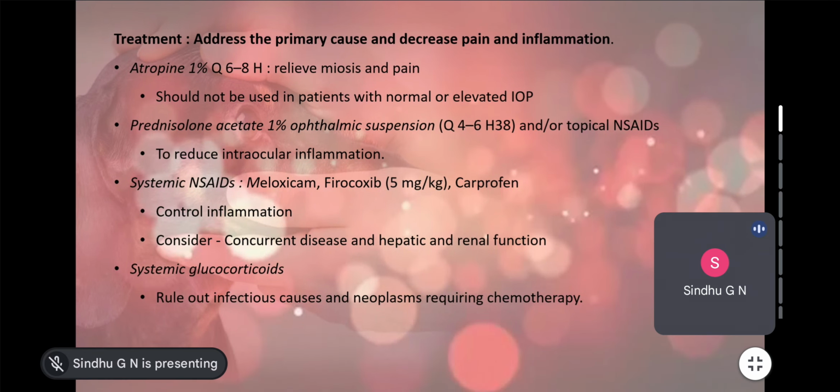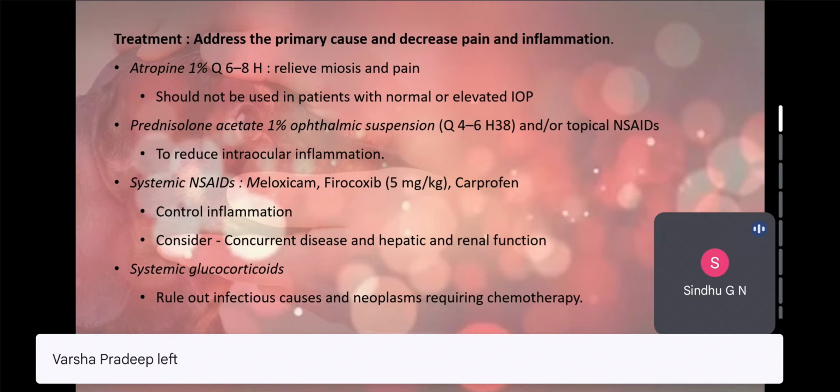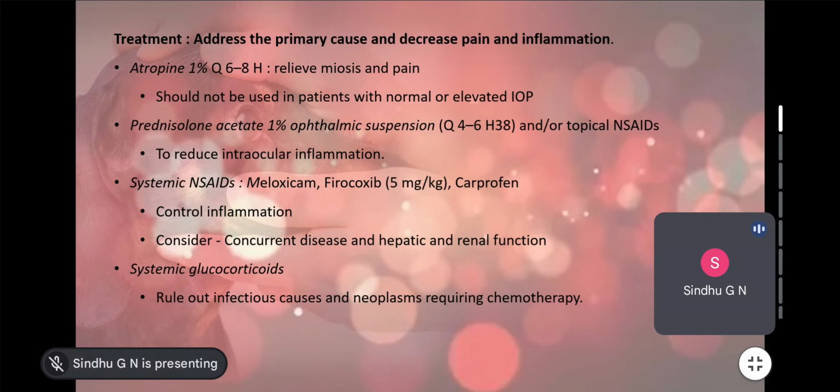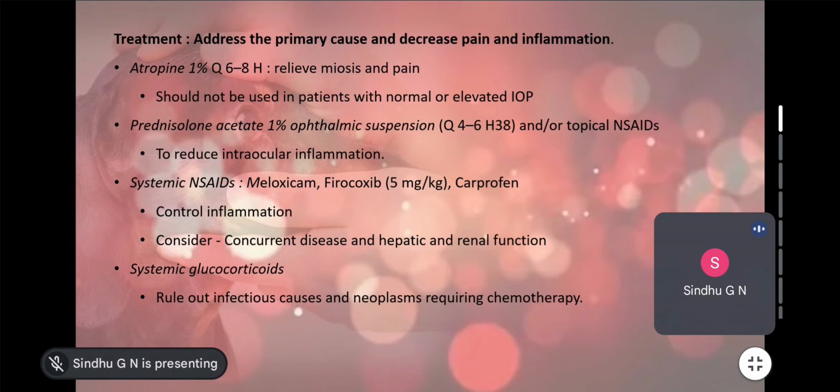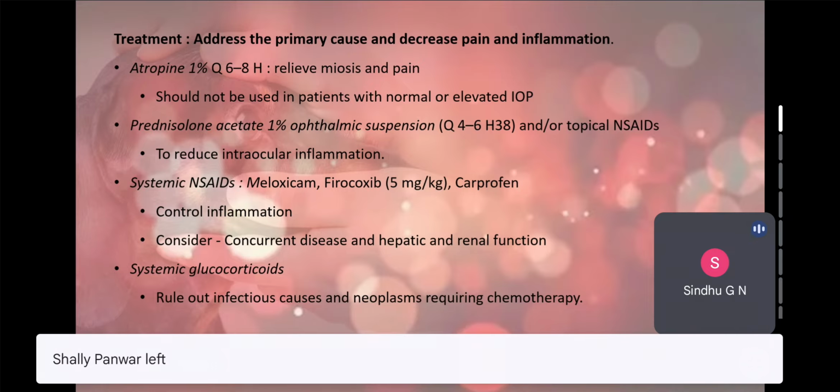Then prednisolone acetate 1% ophthalmic suspension or topical NSAIDs can be used to reduce intraocular inflammation, but make sure that there is no corneal ulceration. Then systemic NSAIDs like meloxicam, firocoxib, or carprofen can control inflammation, and they can be used when there is a corneal ulceration also. But we should consider concurrent diseases like hepatic and renal function before using NSAIDs systemically. Then systemic glucocorticoids: before using them, rule out infectious causes and neoplasms requiring chemotherapy like lymphoma.